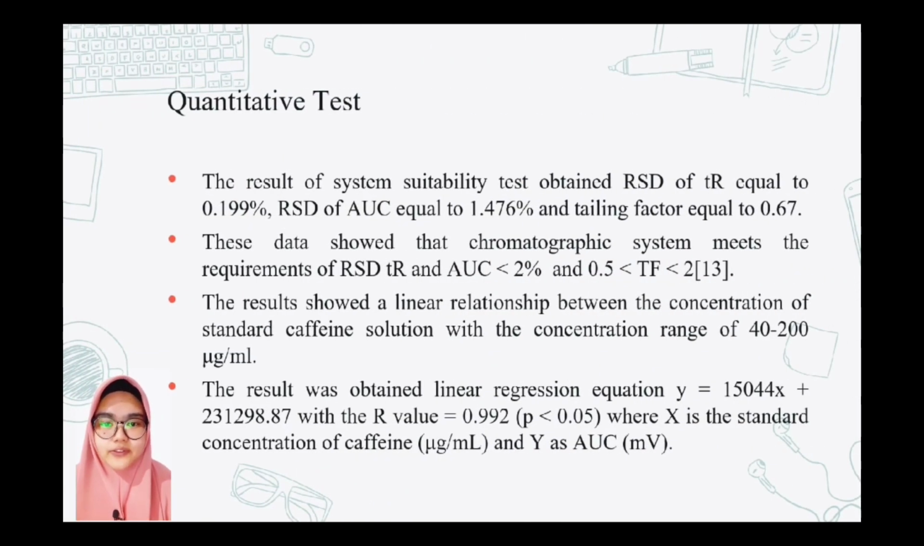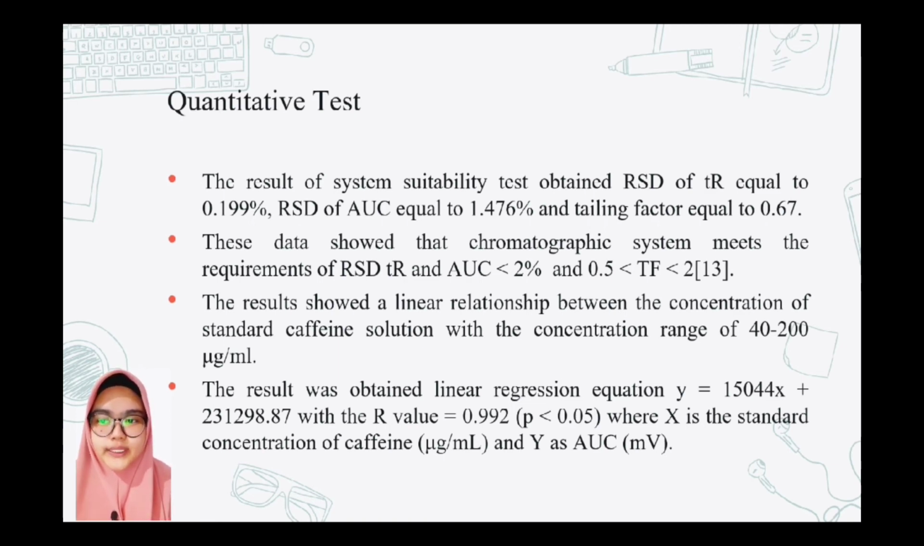In discussion, we are going to discuss the data that we got from the experiment. Firstly is the quantitative test. The result of the system suitability test obtained RSD of TR equal to 0.199%, RSD of AUC equal to 1.476%, and tailing factor equal to 0.67. This data showed that the chromatographic system meets the requirements of RSD of TR and AUC less than 2% and 0.5 less than TF less than 2.